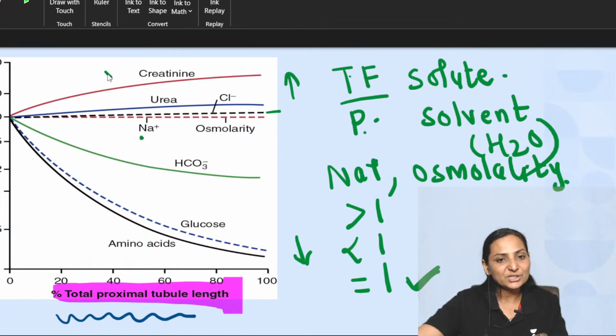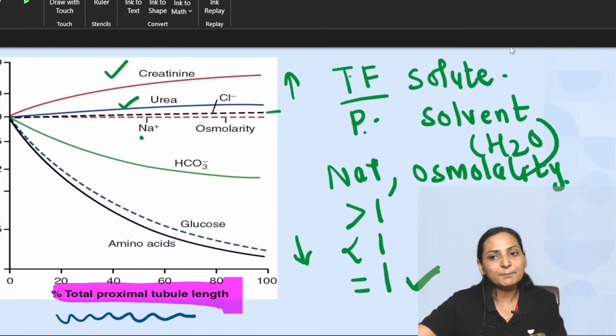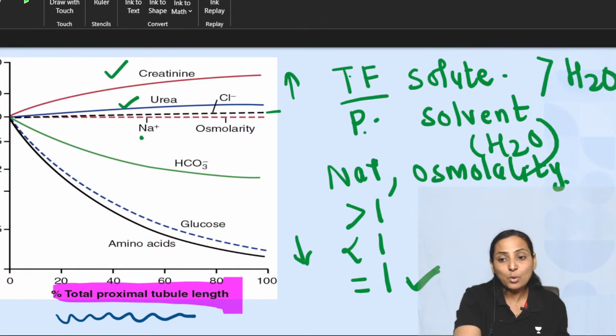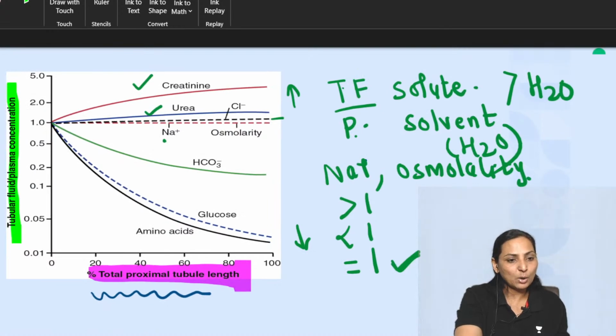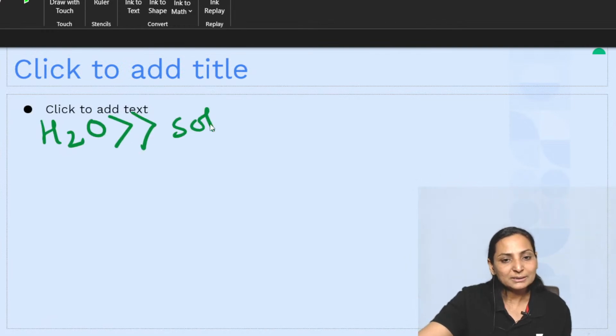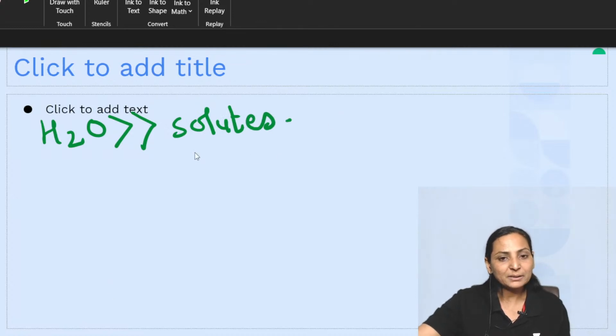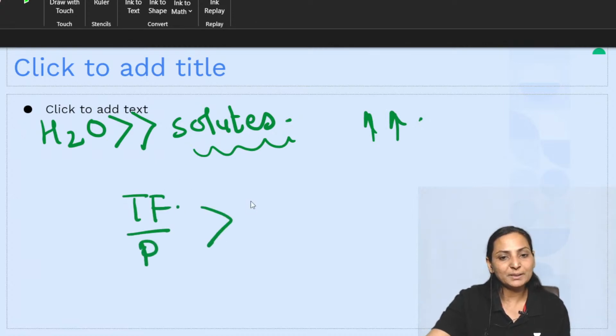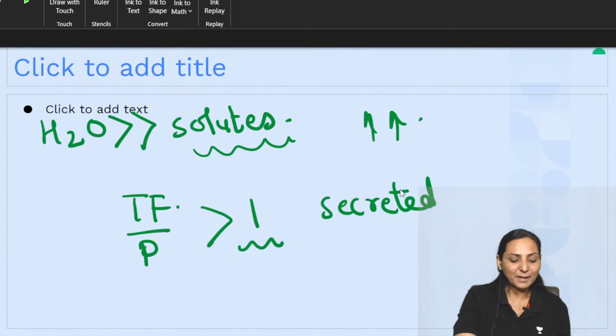But if you consider substances which are secreted, like urea and creatinine, towards the end of the PCT the amount of creatinine left in the tubular fluid will be more than water. This means water reabsorption is more than that of the solutes. So the solute concentrations will be more, and therefore the tubular fluid to plasma ratio will be more than 1 for the substances which are secreted.